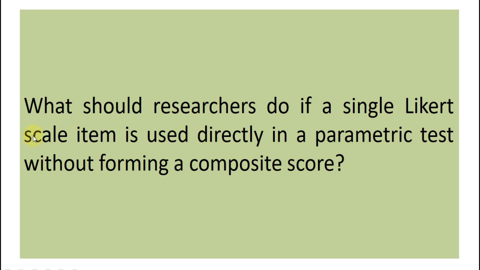Now, what if a single Likert scale item is used directly in a parametric test without forming a composite score? Actually we have used Likert scale data for the independent sample t-test and a lot of parametric tests, but the basic assumption is that we have to check normality. By using a single Likert scale item we can't check normality, because it is measured on an ordinal scale. It consists of only 5 options. It is categorical data. We can't find normality for this data. So at that time, what do we have to do?